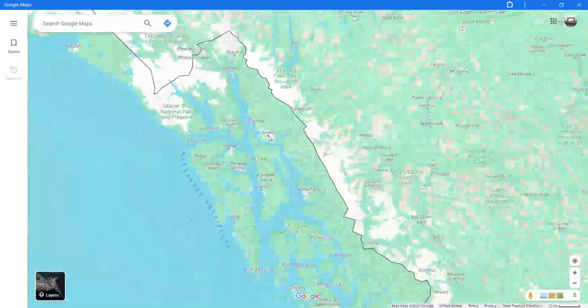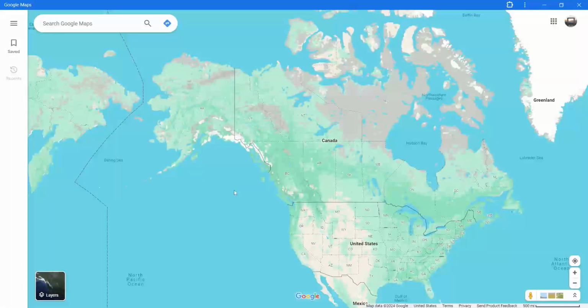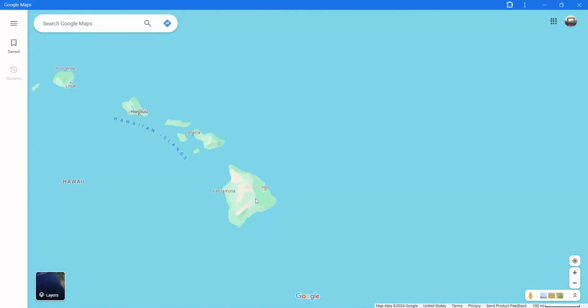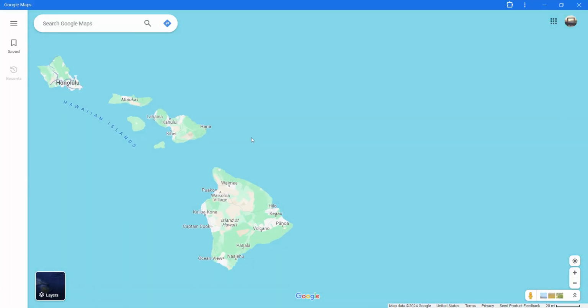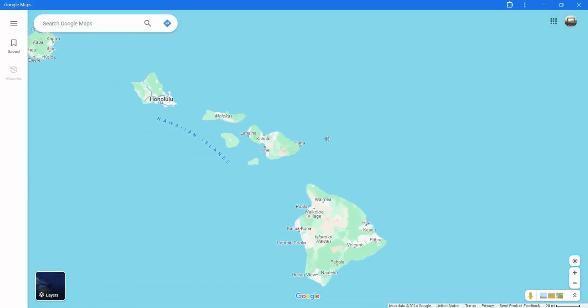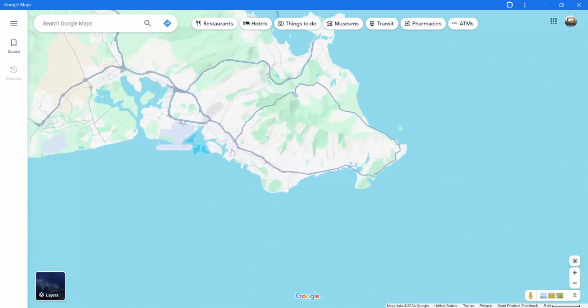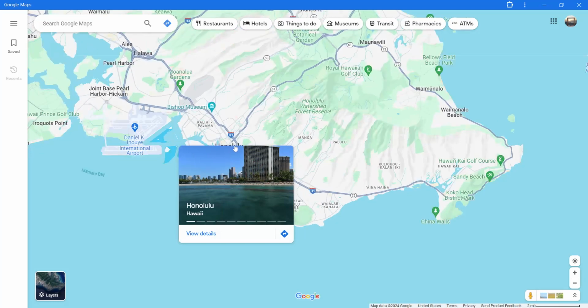Now, from there, out into the Pacific Ocean to the state of Hawaii, and the capital of Hawaii, which is Honolulu. Honolulu is the capital of Hawaii.